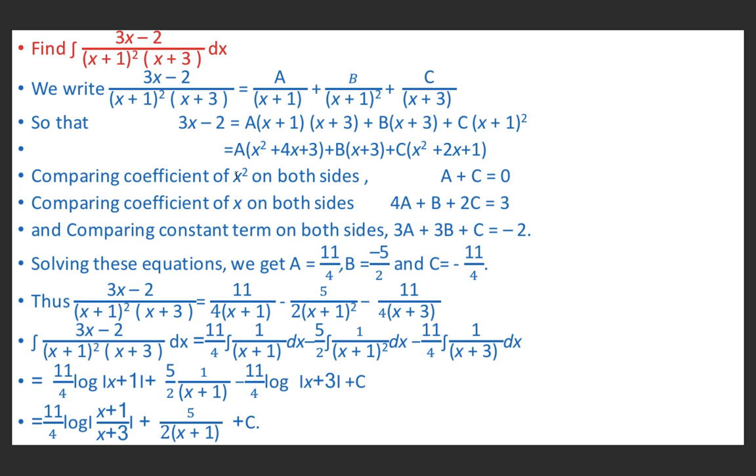So first of all, equate the coefficient of x square on both sides. Here we don't have the term containing x square, so the coefficient of x square this side is 0. Here for the coefficient of x square, we have x square into ax square, so the coefficient is a. Here we don't have x square term. Here we have x square, so the coefficient of x square is c. So on this side we have a and c. So a plus c equal to 0, because this side the coefficient of x square is 0.